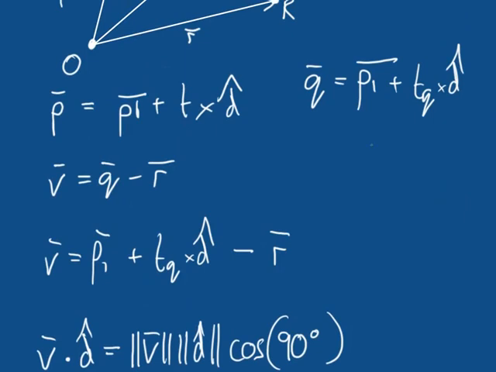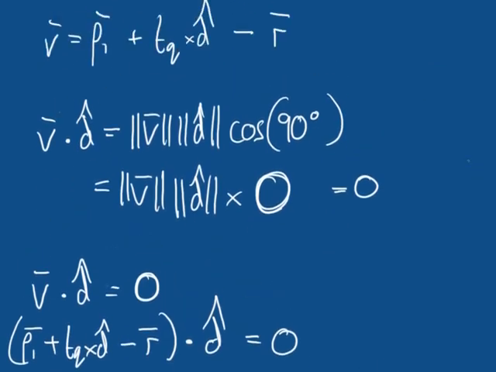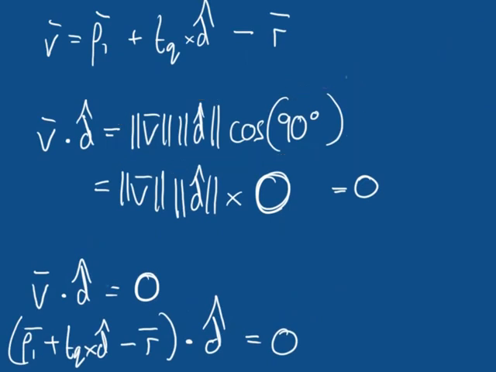minus R. Now, we also know, of course, that V is perpendicular to our line, and our line is represented in terms of direction by D. So we said that V is perpendicular to D. They're at a right angle to each other. And we said if that's the case, if we found the dot product V dot D, that's going to give us the length of V times the length of D times the cosine of the angle between them, that angle being 90 degrees. The cosine of 90 degrees is 0.